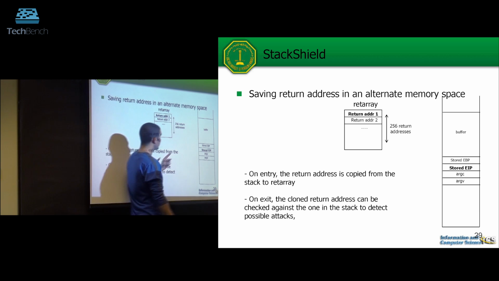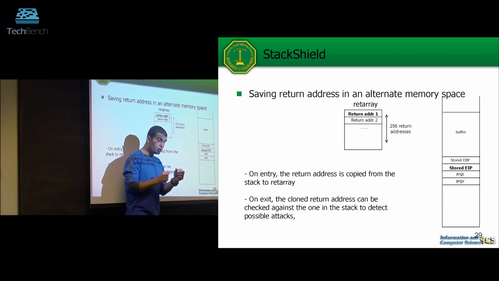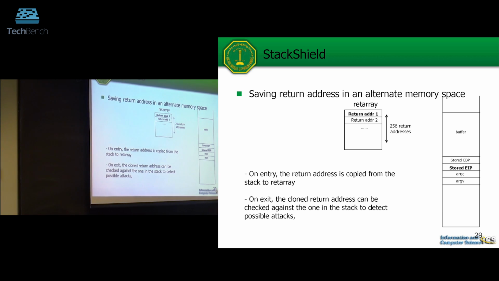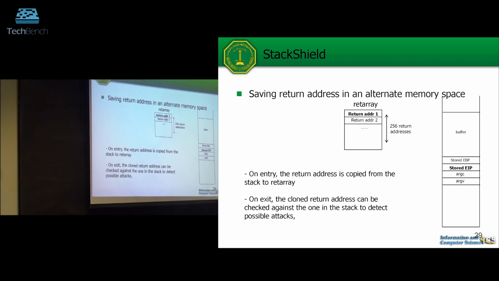So again, in a buffer overflow, our goal is to override this during the function execution. And if the compiler can check whether that value has changed or not, it can detect if that EIP has been overwritten. So this is StackShield. But if you have it stored somewhere else, you don't need the EIP in the stack. Basically, you need to restore it from somewhere else, not the stack.